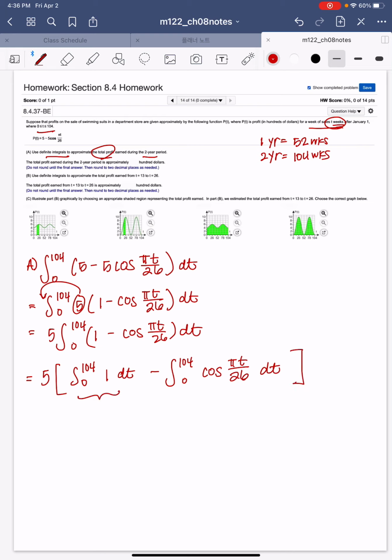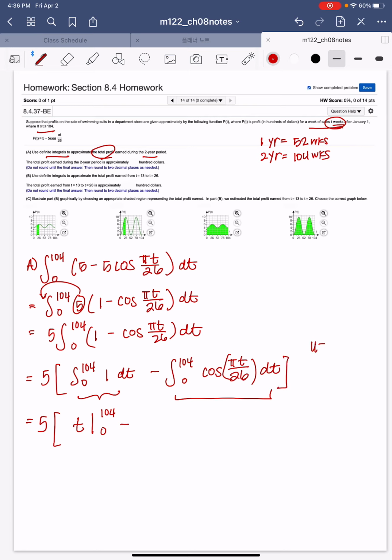This one is a very easy one to integrate, so let's do that. So this part here, the antiderivative of 1 is t. So we have t going from 0 to 104. Now over here, this integral requires a u substitution, right? So let's set up a u substitution.